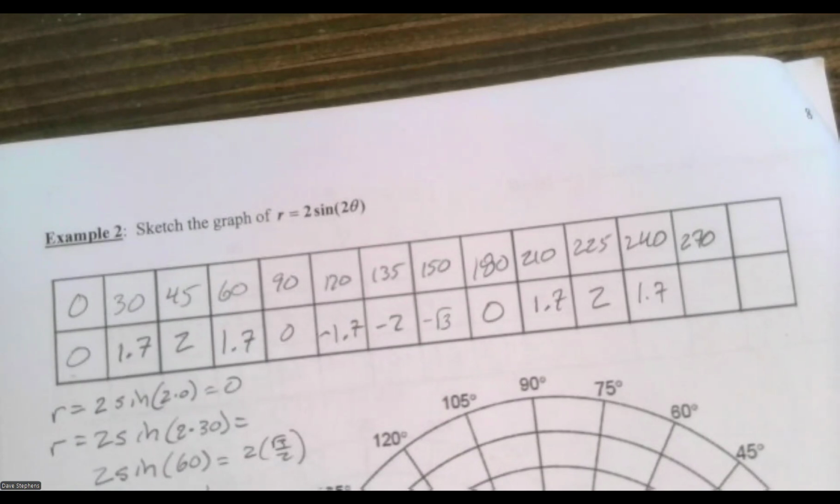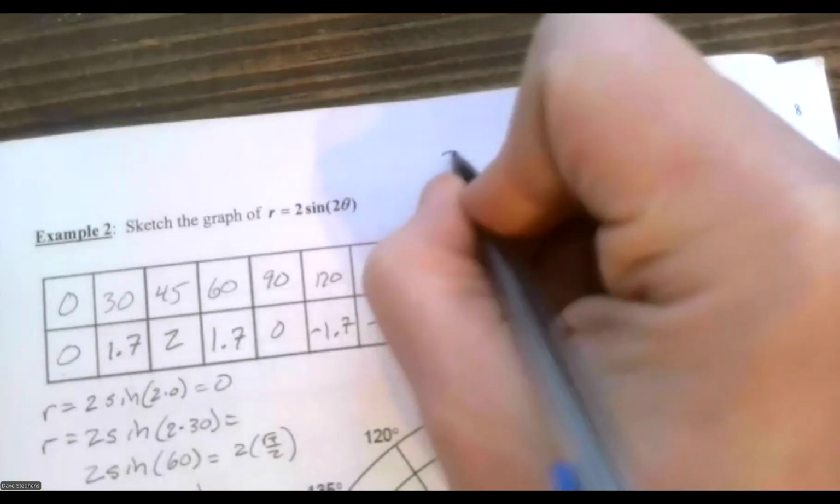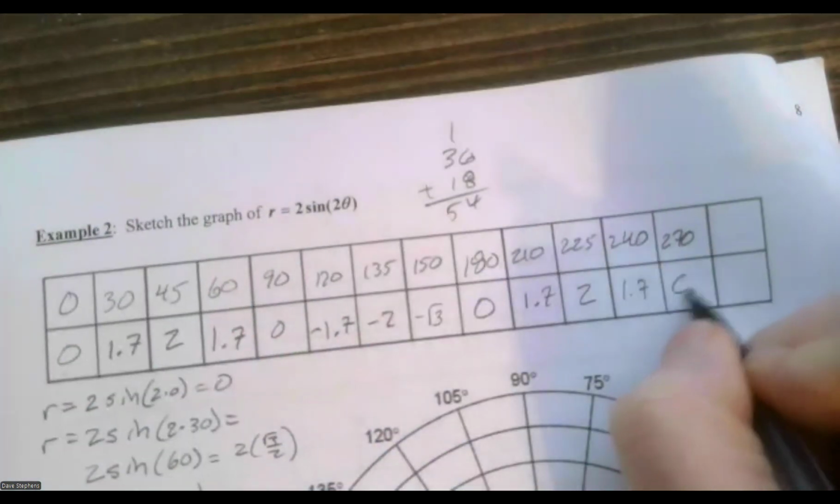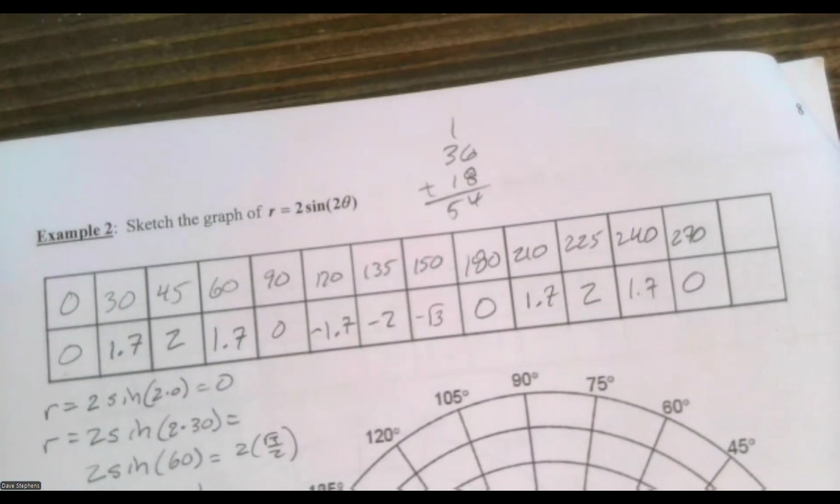75% confidence, right? 36 plus 18. Yeah, that's right. Yeah, that's zero. Yeah, it's a pattern. I knew it.